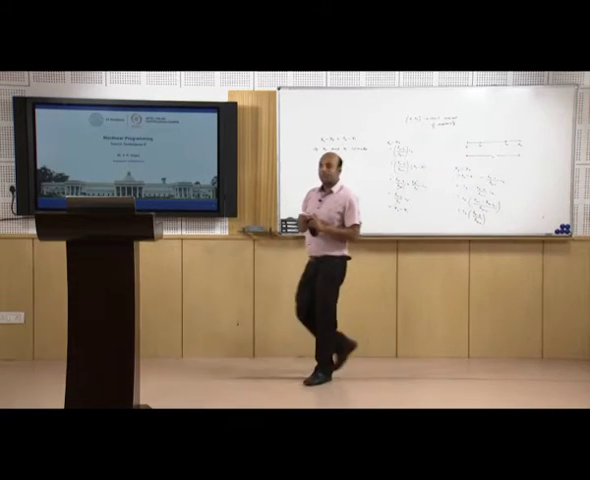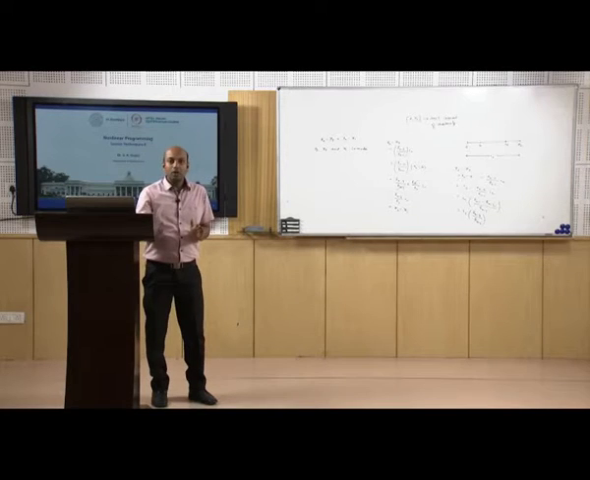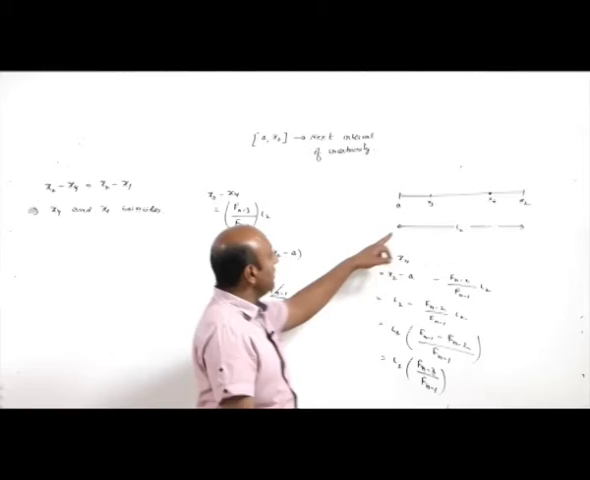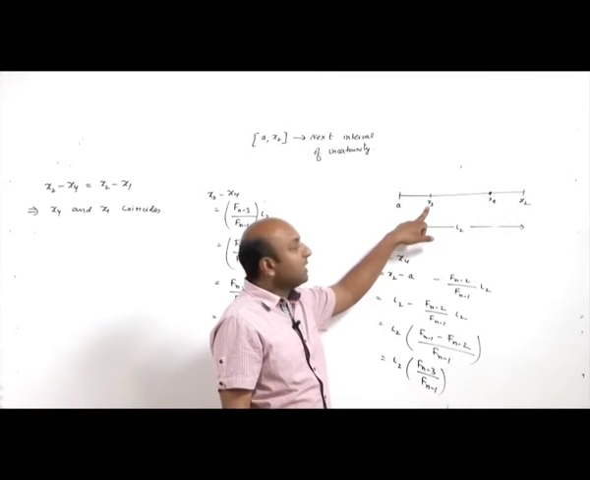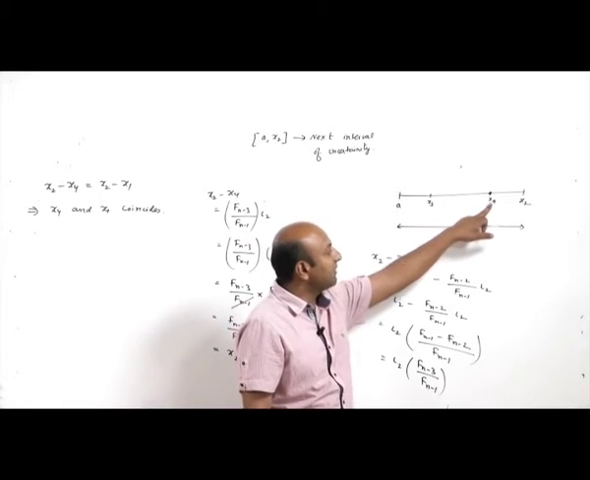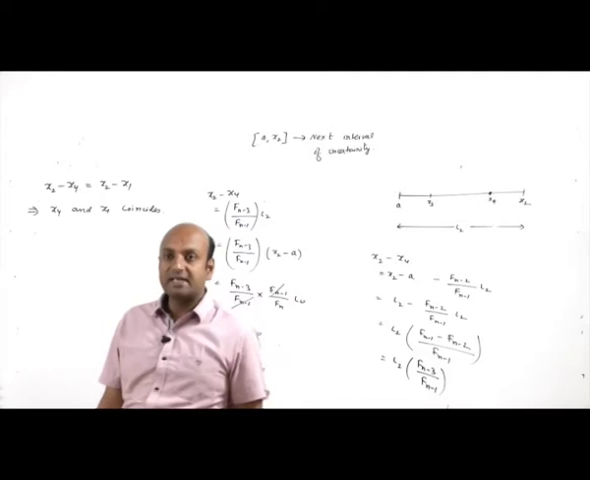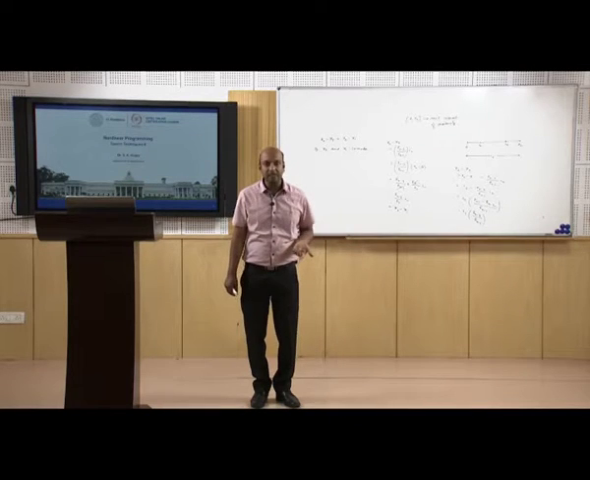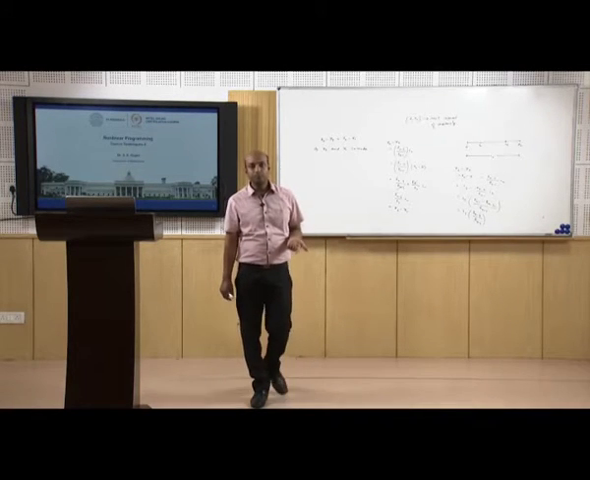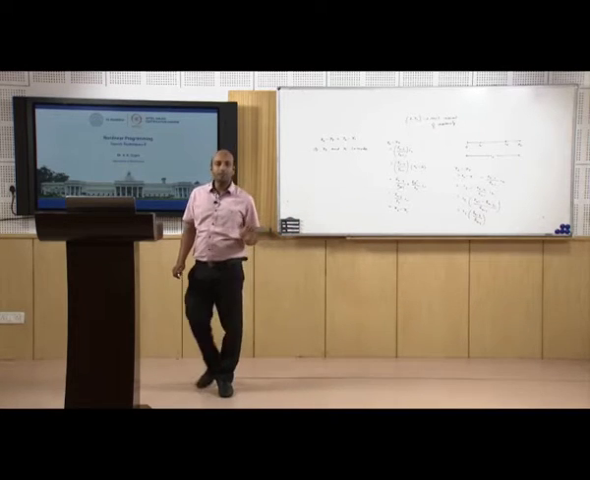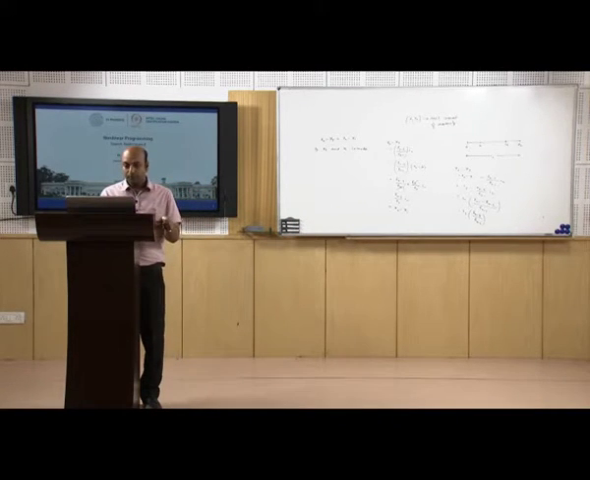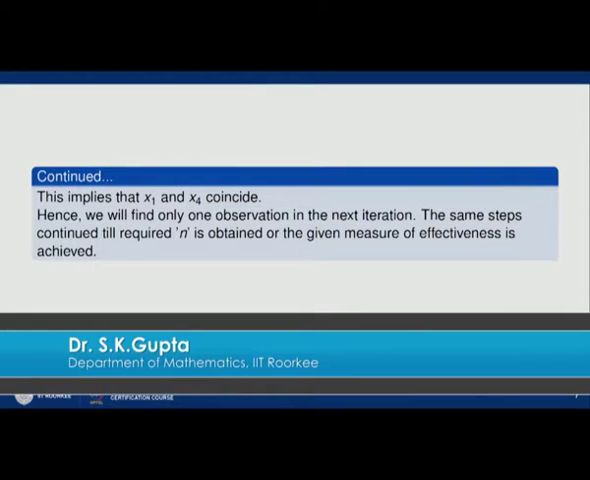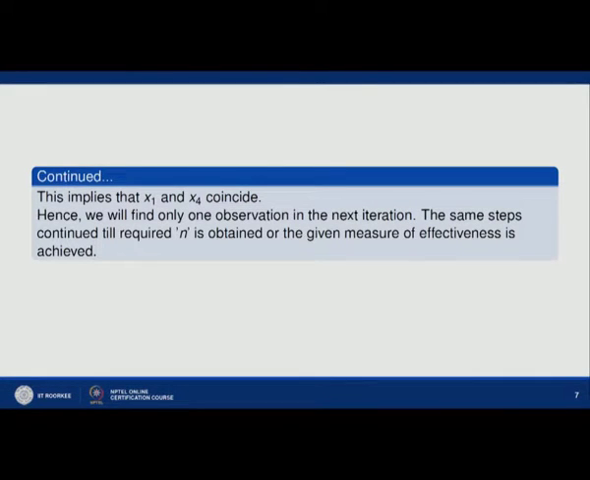That means in Fibonacci series, in the next iteration, one experiment will coincide with the previous one. So, we have to find only one new experiment, which is x3. Again we will see the value of f(x3) and f(x4), whether f(x3) is greater than f(x4) or less than f(x4); this will decide the next interval of uncertainty and the process repeats. So, this is the whole method of Fibonacci search. The same steps are continued till the required n is obtained or the given measure of effectiveness is achieved.